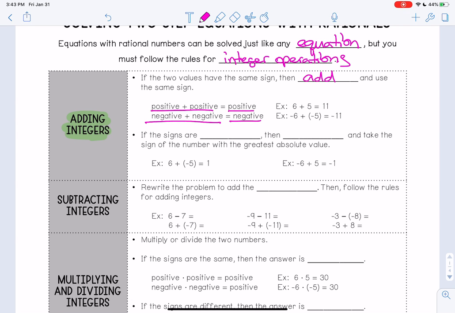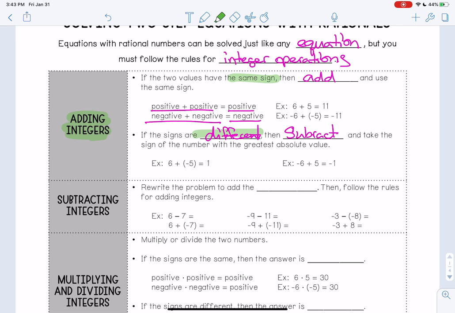Negative 6 plus a negative 5, once again, you take the two numbers and add them together, so 6 plus 5 is 11. They're both negative, so our answer is going to be negative. So that's if the signs are the same. But if the signs are different, then you subtract and take the sign of the number with the greatest absolute value.